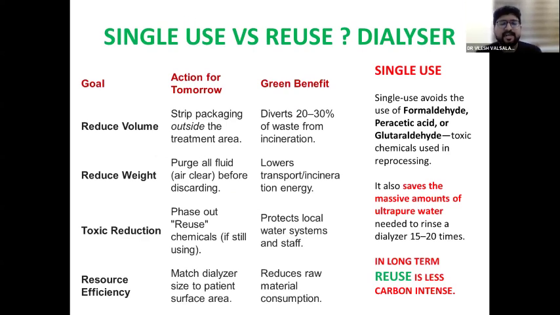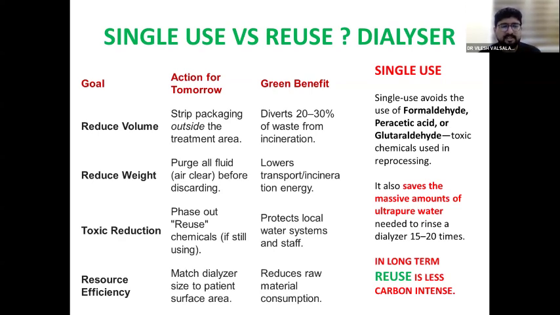Single use versus reuse dialyzer. Let's look at the left side of the slide. For reducing volume, you can strip packaging outside the treatment area so that you can divert 20 to 30% of waste from incineration. Reducing weight, as we mentioned before, from the dialyzer, you can purge all the fluid and air clear before discarding. It lowers the transport as well as the incineration energy.